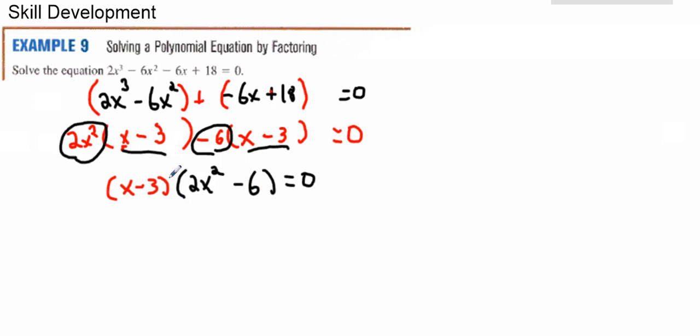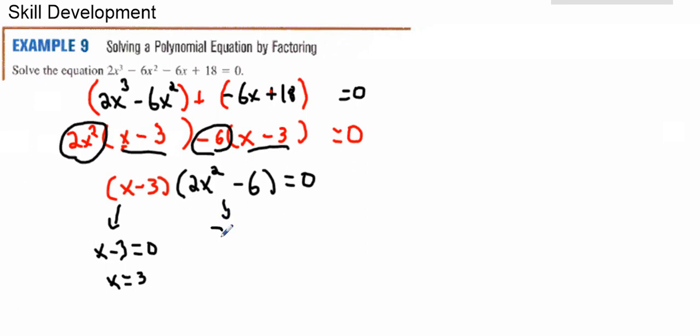Now I'm in the zero product property form, where I have an expression times an expression equal to 0. I can now set these equal to 0 and solve. So my first solution: x minus 3 set equal to 0 implies that my first solution will be 3.